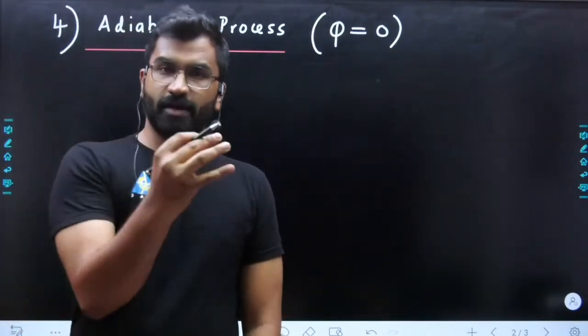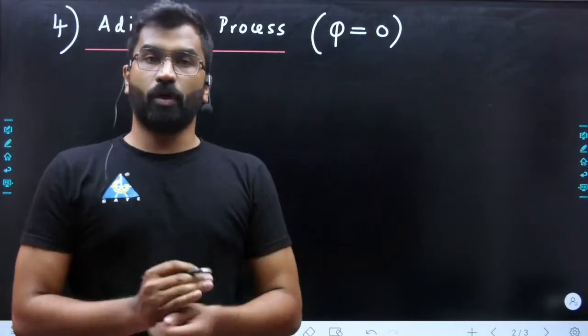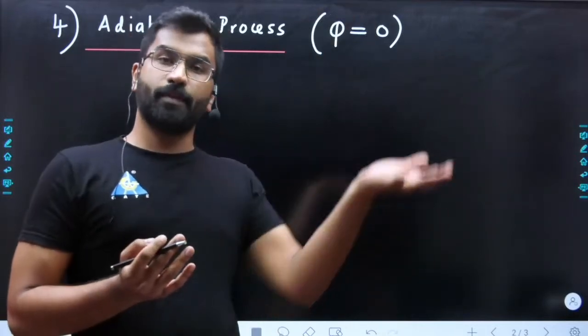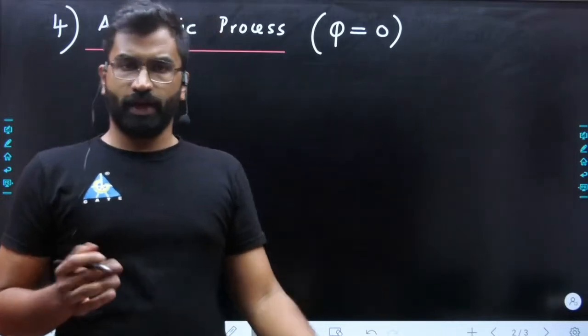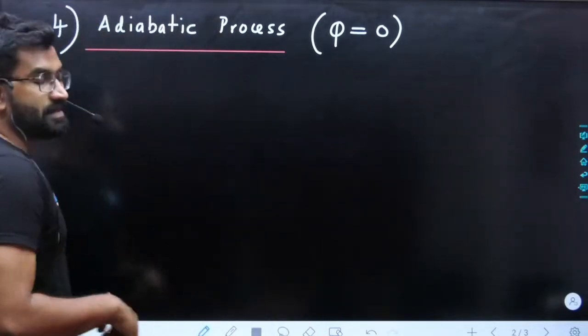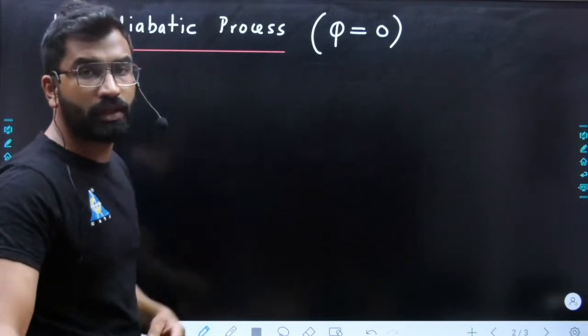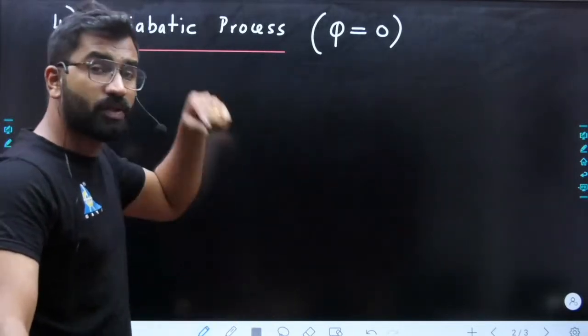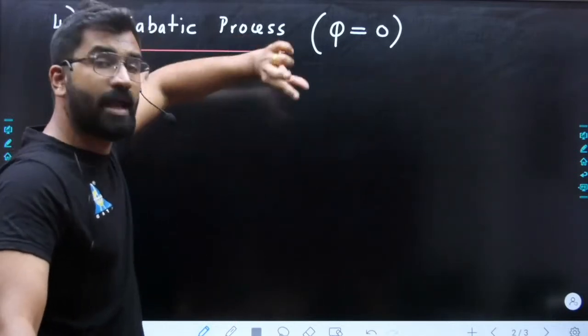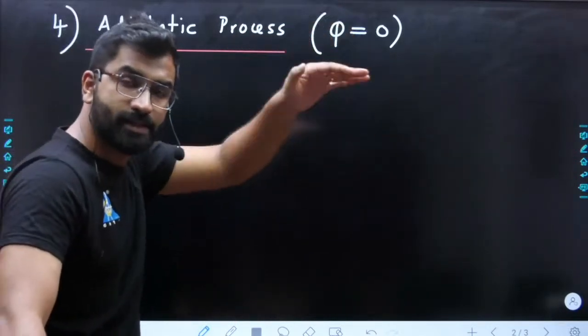So whatever work is given will be used for what? Increasing the temperature. Automatically your temperature will increase. It is compression, so the temperature will surely increase. Okay? So since the heat is not allowed to go out, your temperature will increase. In isothermal, what was happening? Heat was allowed to go out, so your temperature was going down.